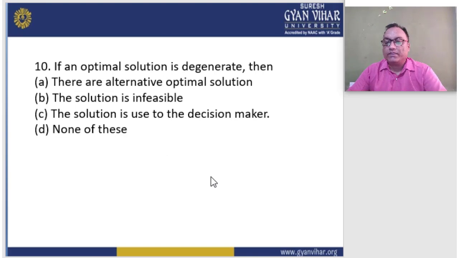This is the last question of this lecture. If the optimal solution is degenerate, then there is an alternative optimal solution, the solution is infeasible, the solution is used by the decision maker, and none of these. So the correct answer is C. C is the correct answer of this problem.